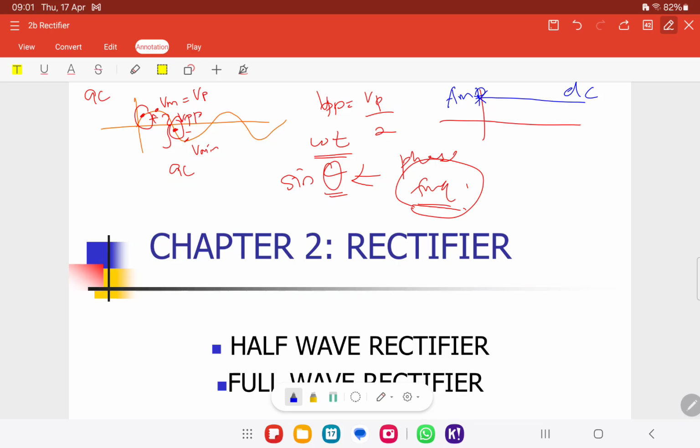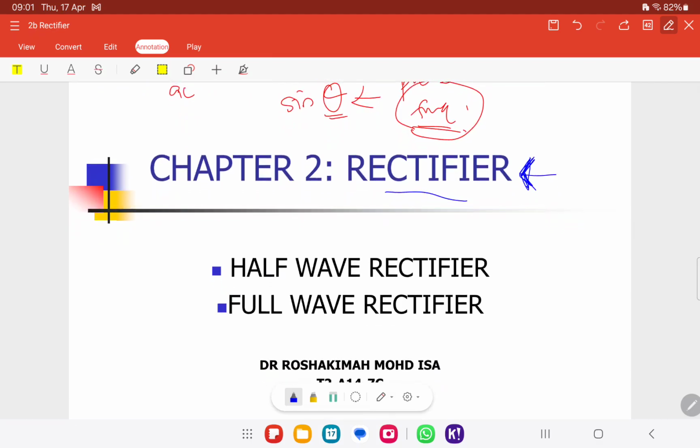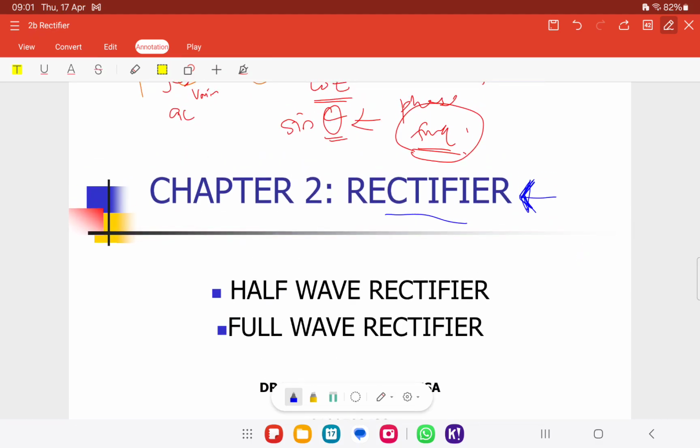Okay. So, rectifier is one of the parts in the block diagram. Rectifier is one part where the AC needs to be converted into DC. Okay, so we will look at what is in the rectifier. Okay, so now you understand why we need to study the rectifier.